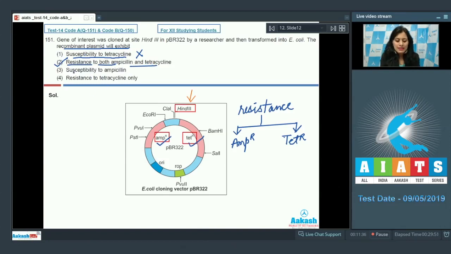The next option is susceptibility to ampicillin. This cannot be a correct answer to our question. And the last option is resistance to tetracycline only. So this cannot be a correct answer because this recombinant plasmid will exhibit resistance to both ampicillin and tetracycline. So the correct answer to this question is option number 2. Let's discuss our next question.